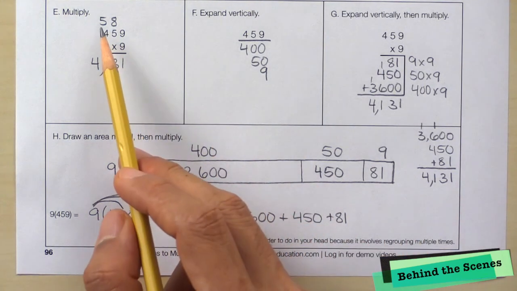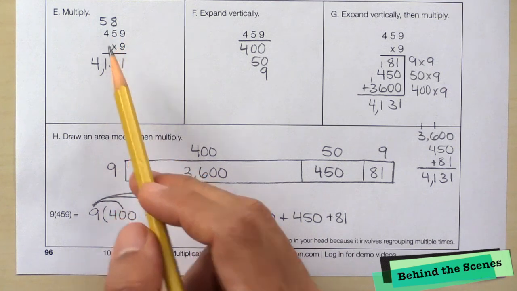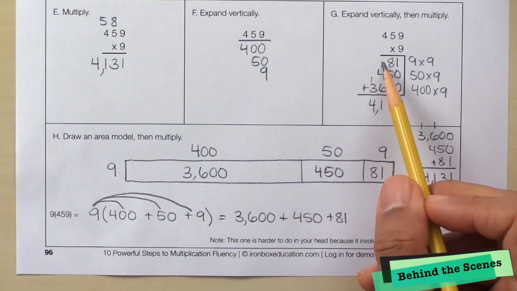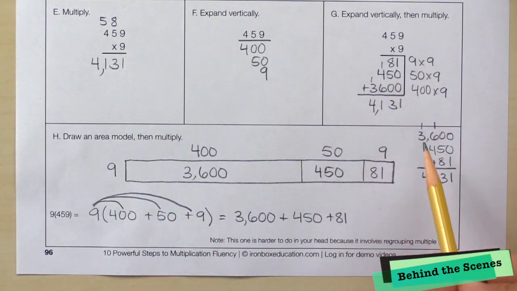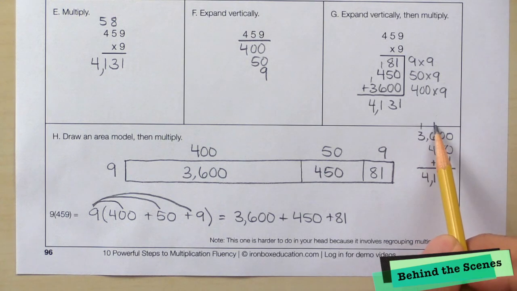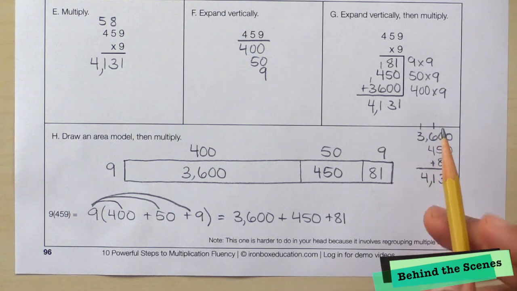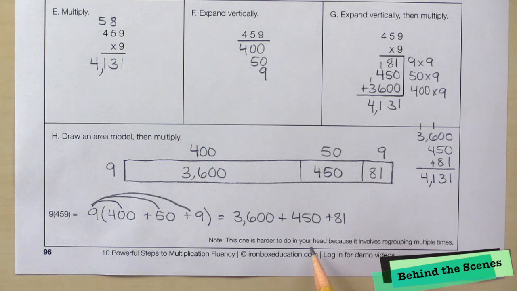So here, notice that we had to regroup twice. In box G, we had to regroup twice. And here in box H, we also had to regroup twice. So this problem is harder to do in your head, but with a lot of practice, you can do it.